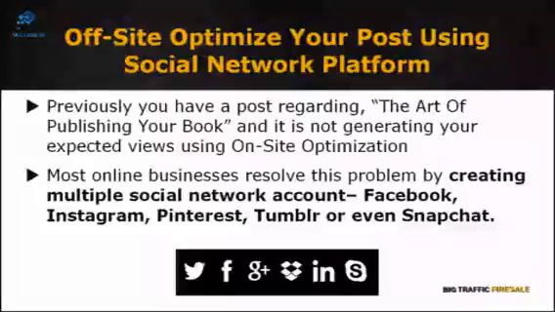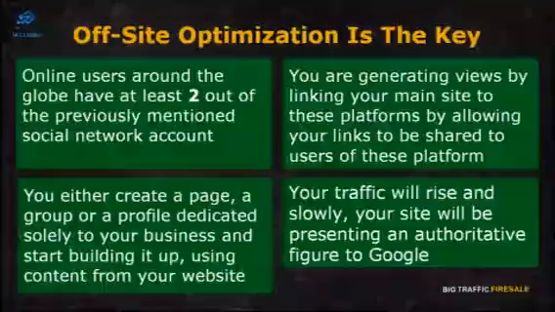So you wanted to use the off-site optimization agent by linking your main site to other platforms. Most online businesses resolve this problem by creating multiple social network accounts. These social network giants, such as Facebook, Instagram, Pinterest, Tumblr, or even Snapchat, are sometimes more efficient in driving traffic than your sole website. This is because online users around the globe have at least 2 out of the previously mentioned social network accounts. You either create a page, a group, or a profile dedicated solely to your business and start building it up using content from your website.